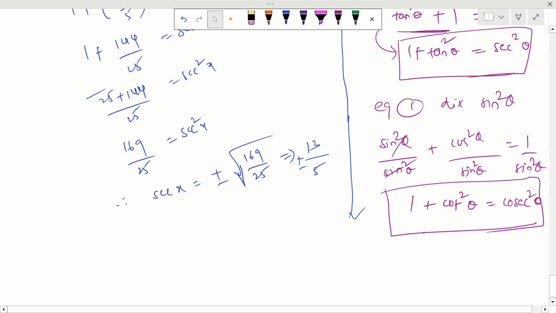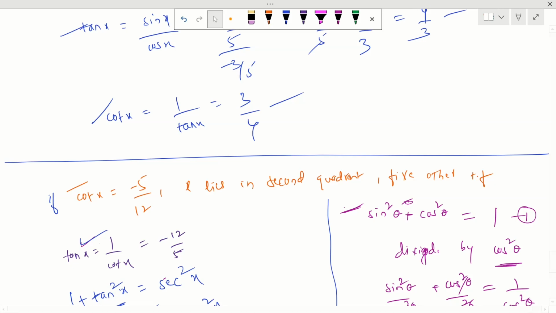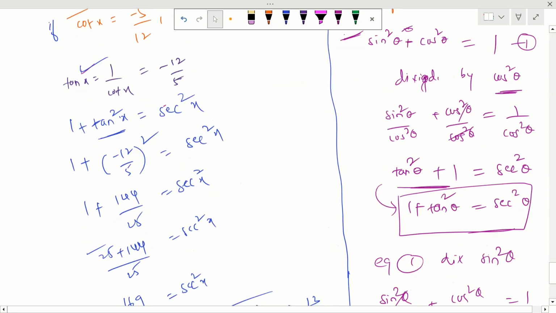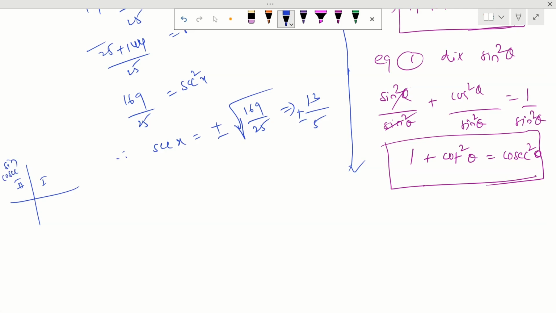In the given problem, what is given? x lies in the second quadrant. So what does that mean here? First quadrant, second quadrant. In the second quadrant, we know that sine and cosec are positive, and the remaining are negative. It means secant x is negative, that is minus 13 by 5. Understood?